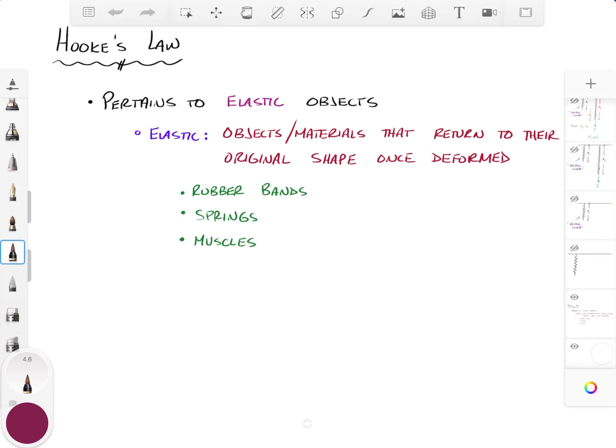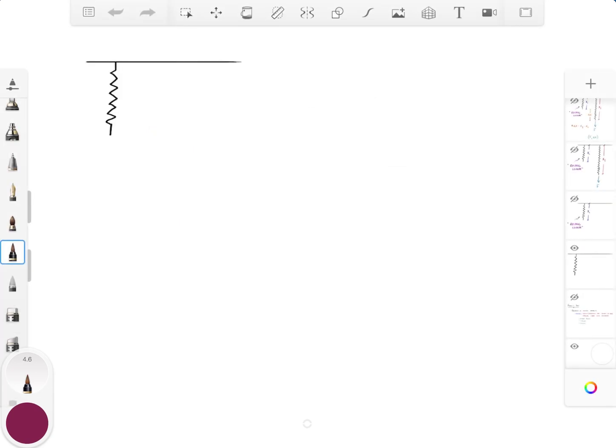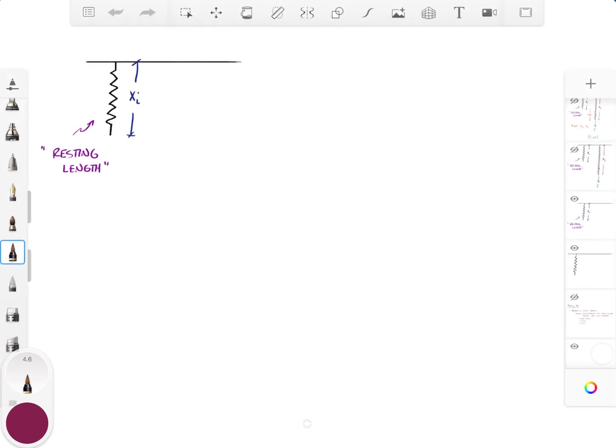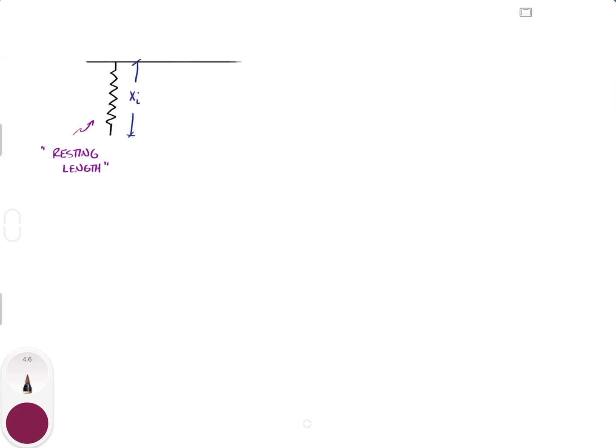So what in the world is Hooke's law? In order to understand that, we have to do a thought experiment, something we could perform in the classroom. If we hang some kind of spring from the ceiling, whatever the length of that spring is, we call it its resting length. I'm going to call it xi, the initial length.